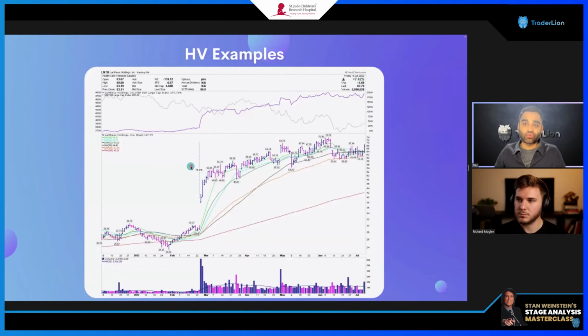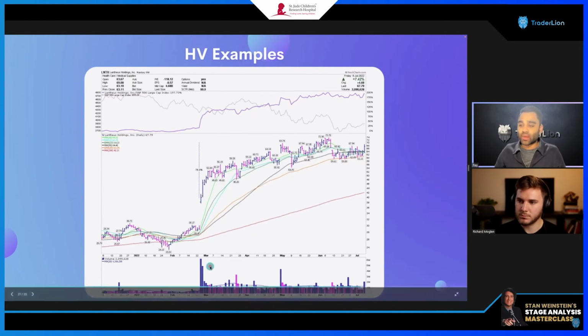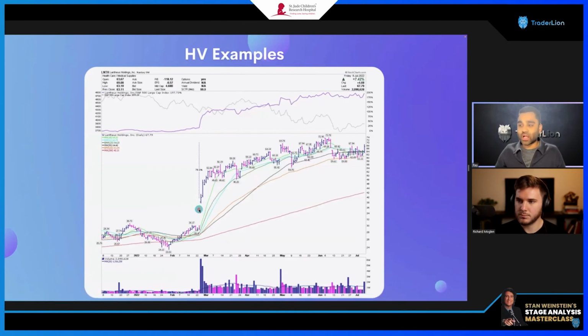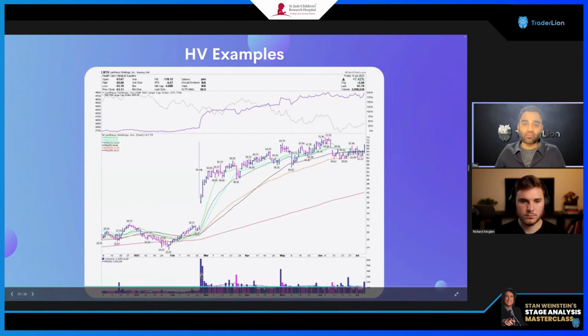The third one is a recent one. I didn't want to keep them all to pre-2020 because that would be fool's gold at that point. But this one, again, LNTH, this particular year, we saw a gap up right above the $35 mark. We saw a good closing range, and this volume was the highest volume in a year.